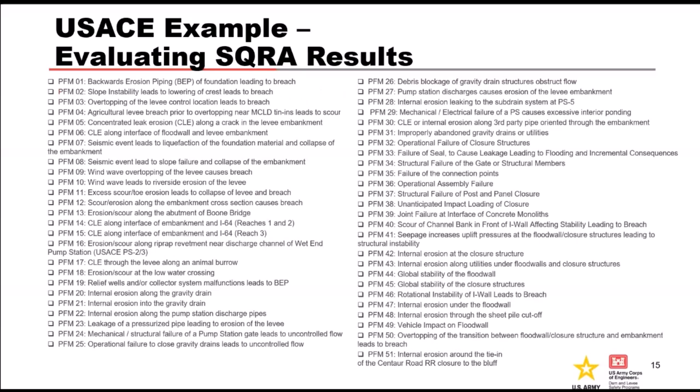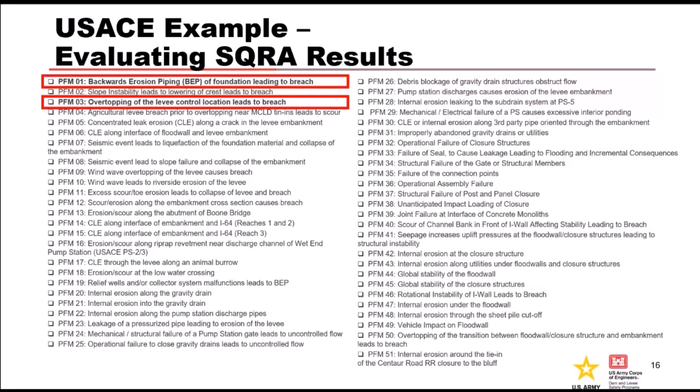So we're going to use the results of a risk analysis that was done, the results of the PFMA. We brainstormed a whole bunch of failure modes, about 51 of them, for that particular stretch of levee. We screened those failure modes and came up with two risk drivers: backwards erosion piping of the foundation leading to breach, and overtopping of the levee at a control location leading to breach. So we have full descriptions of those all the way to breach.